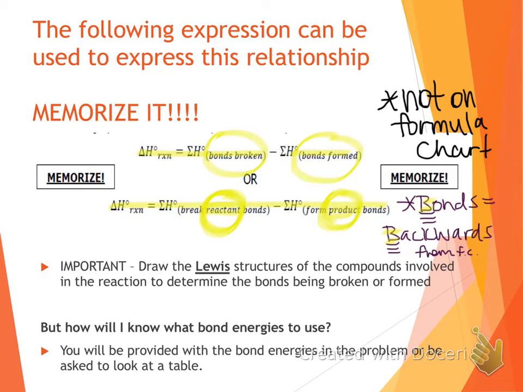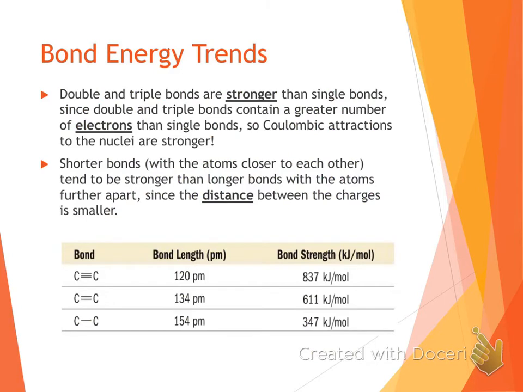Well, we have to be able to determine which bonds are being broken and which bonds are being formed. You have to draw the Lewis dot structures of those compounds in order to determine that. Once you know which bonds are being broken and which bonds are being formed, you need the bond energies for each of those bonds. Those are either going to be given to you in the problem or you'll be asked to look at a table. So the amount of bond energy that it takes to break, or what's released when you make a bond, depends on the type of bond that it is.